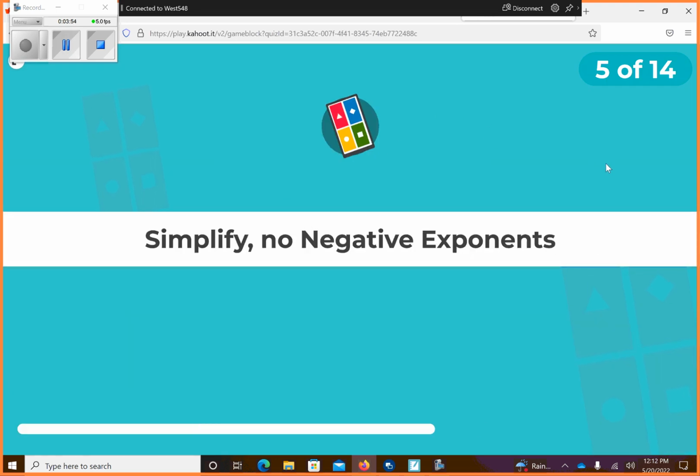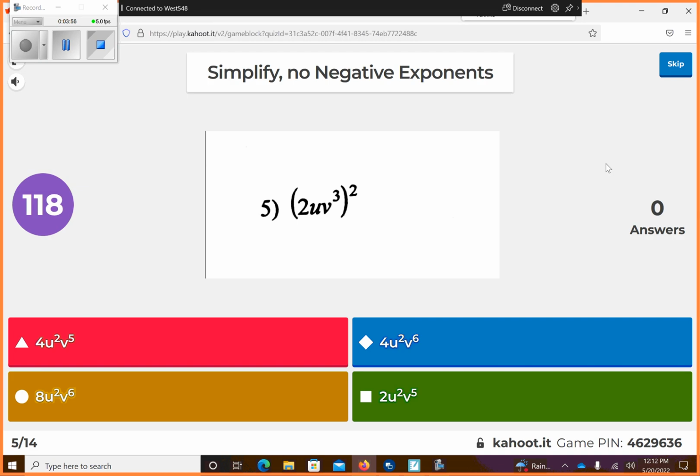All right, no negative exponents. Here we go. It's in parentheses, so that's power to a power. Remember how to do power to a power. 2 squared, u squared, v to the 6. What's 2 squared?